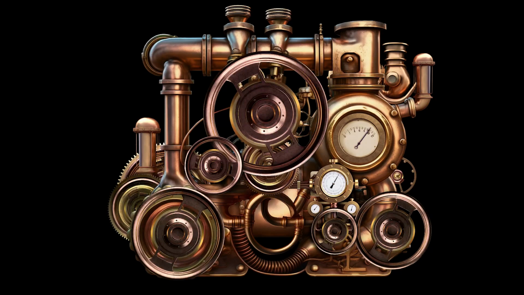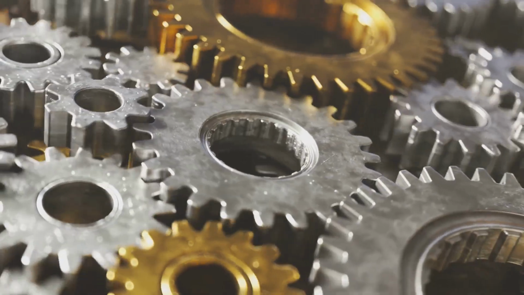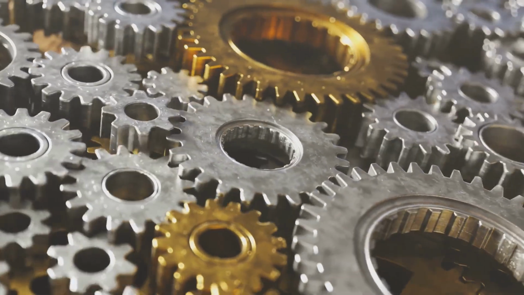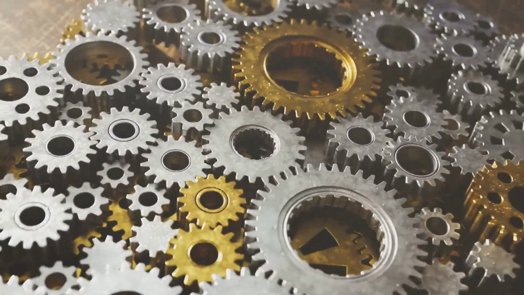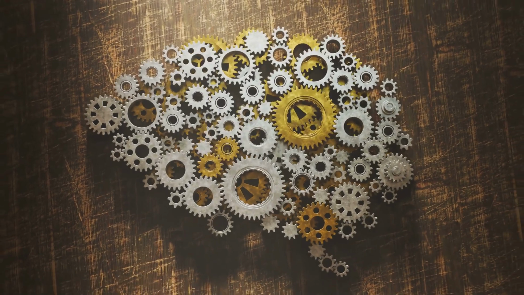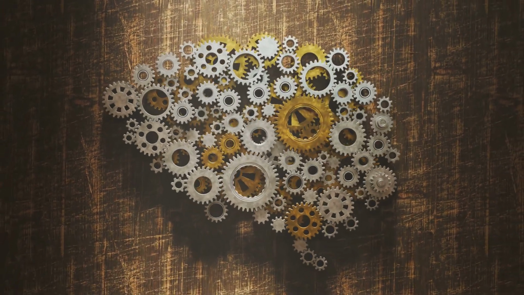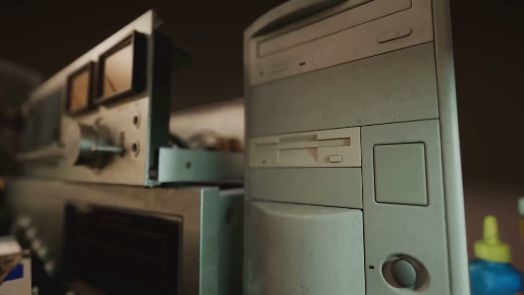A few decades later, another mathematician, Gottfried Wilhelm Leibniz, improved upon Pascal's design. He invented a calculator, aptly named the Leibniz calculator, that could not only add and subtract, but also multiply and divide. This was a significant leap forward, demonstrating that these mechanical devices could perform complex calculations.